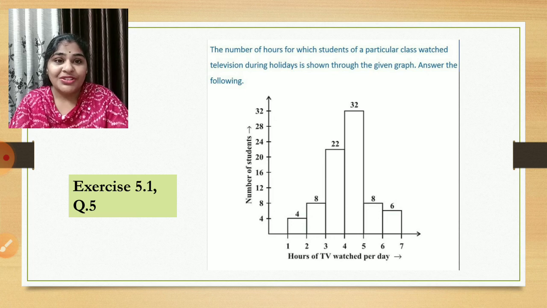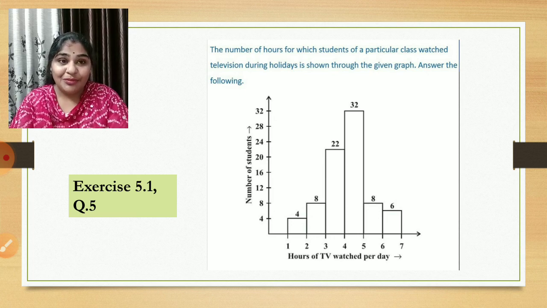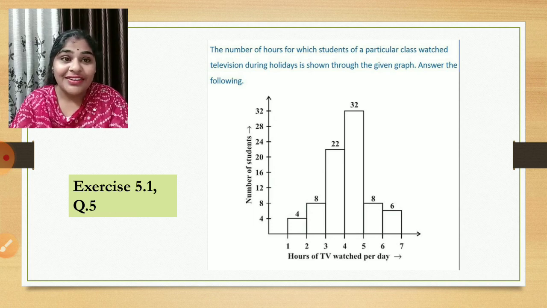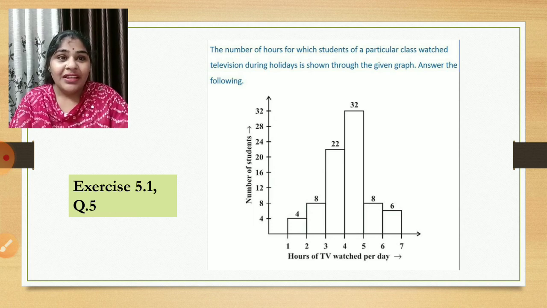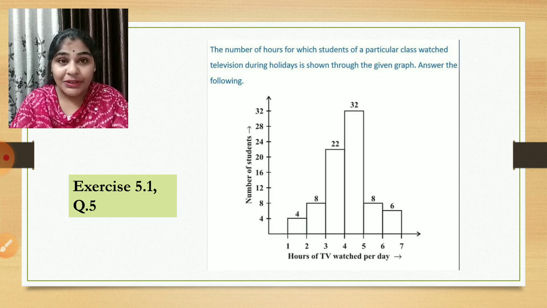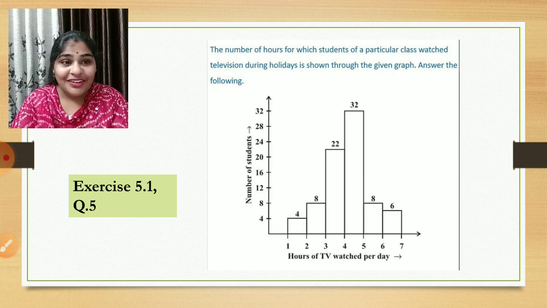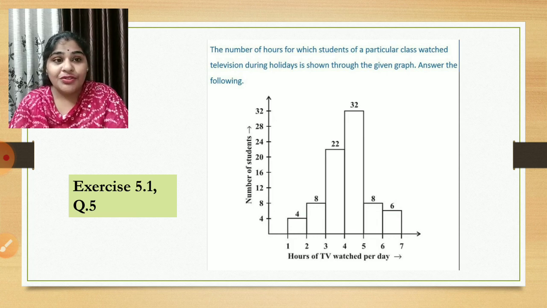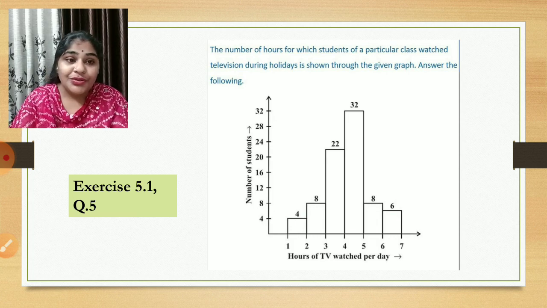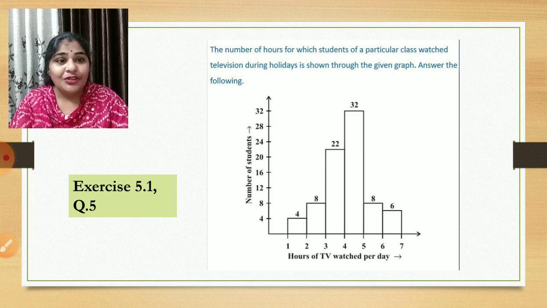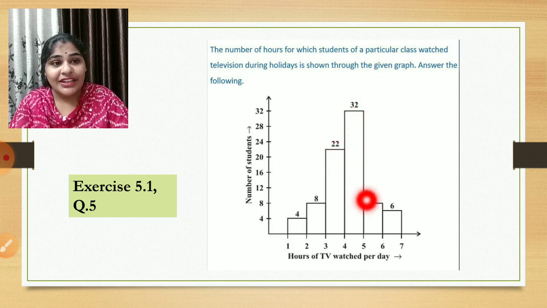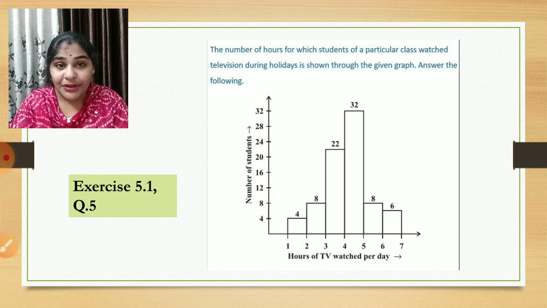Okay, sorry, one more question is there. So exercise 5.1, question number 5, just reading the histogram is there, children. Let us do this. The number of hours for which students of a particular class watch television during holidays is shown through the given graph. Answer the following. Now you can see here on the x-axis they have given hours of TV watched per day. That is 1 to 2 are 4 students, 2 to 3 are 8 students, 3 to 4 are 22 students, 4 to 5 are 32 students, and so on. Okay, so this is a histogram given to us.